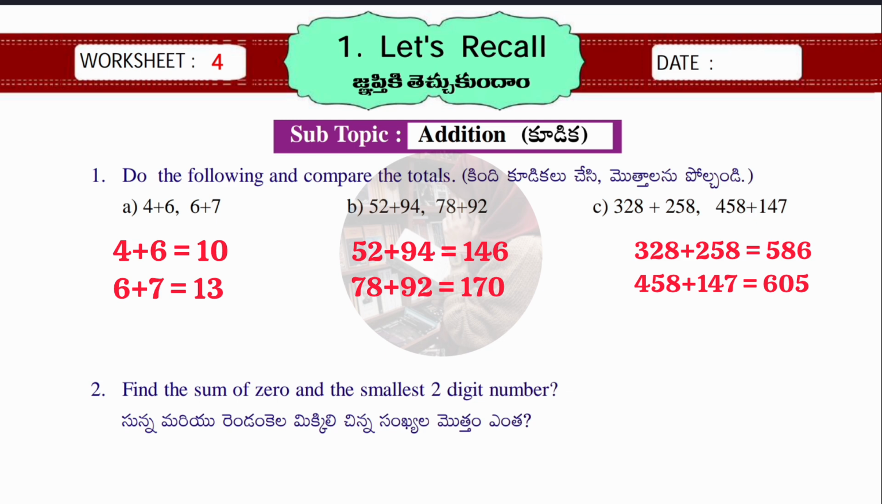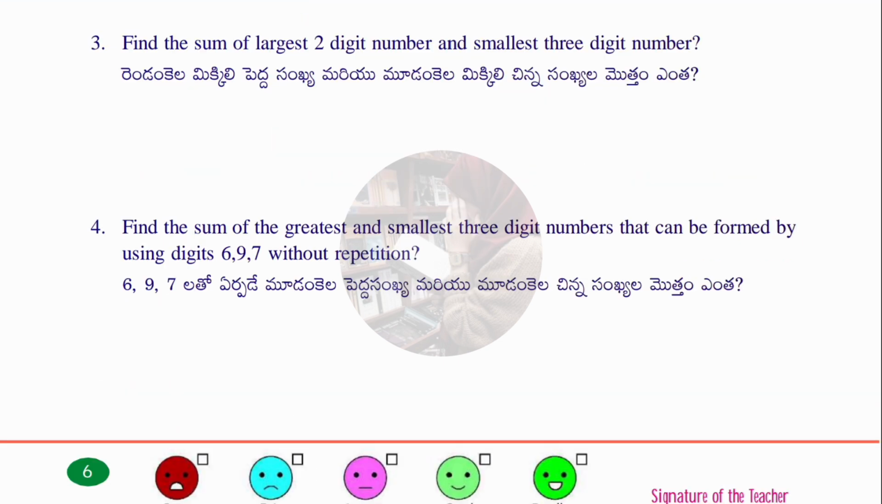Let's see the second question, which is find the sum of 0 and the smallest 2-digit number. So sum means we have to do the addition of 0 and the smallest 2-digit number. So the smallest 2-digit number is 10. And you have to add it with 0. So 10 plus 0 is equal to 10 itself. Understood?